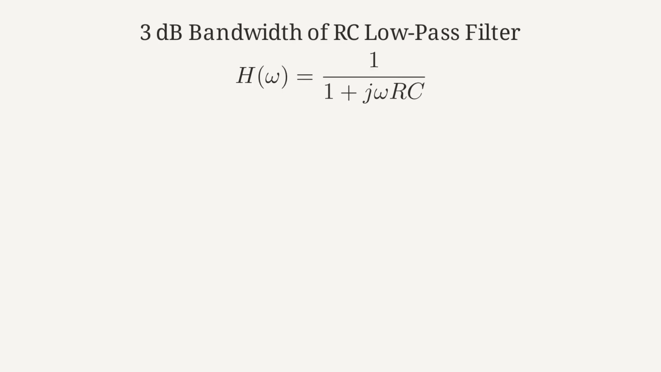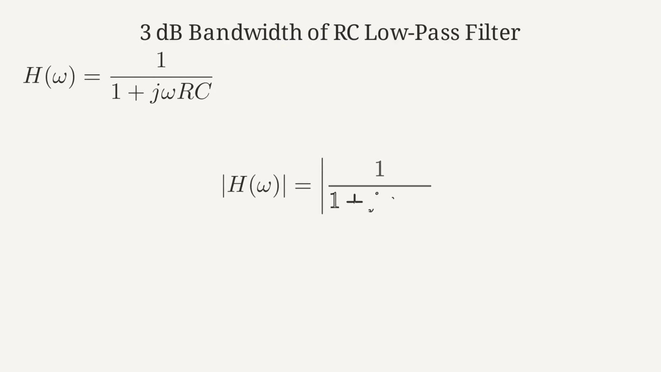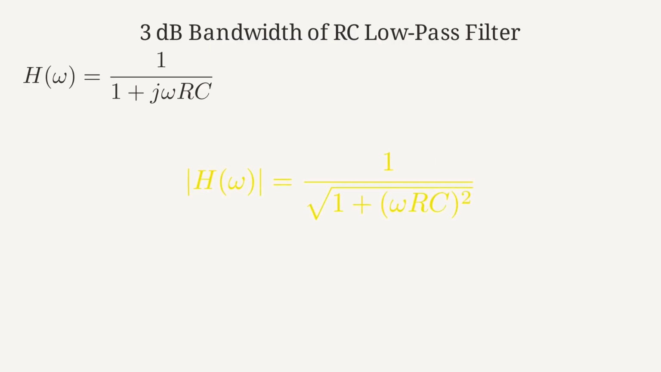We define the 3 dB bandwidth of a low-pass filter. We start from the transfer function of the RC low-pass filter. We compute the magnitude of the frequency response.